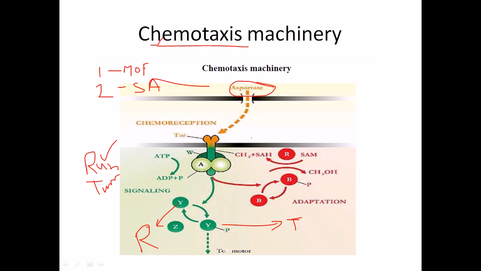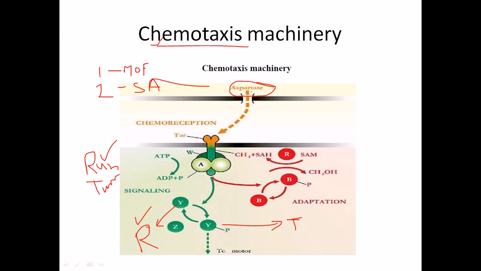So that is the situation. When you have lots of aspartate as a signal, this signaling is happening. When there is less aspartate, that means there is less CheZ to convert, so CheY phosphorylated attaches to the motor, and that in turn helps the motor to tumble only, not to run.